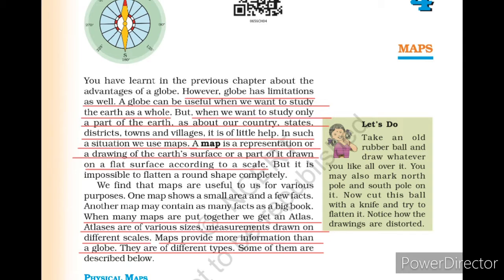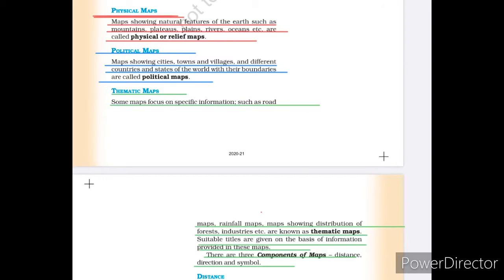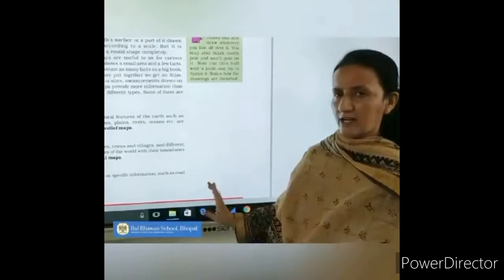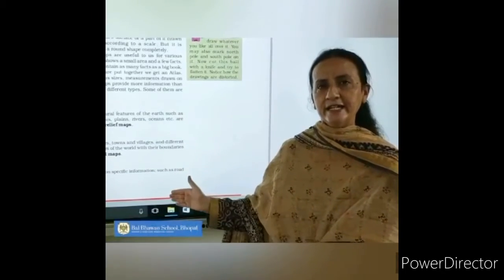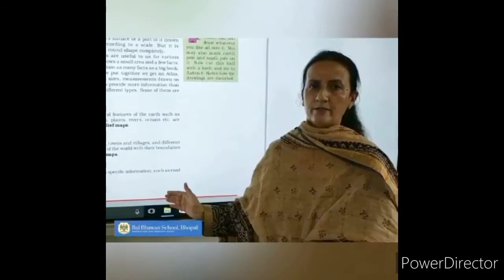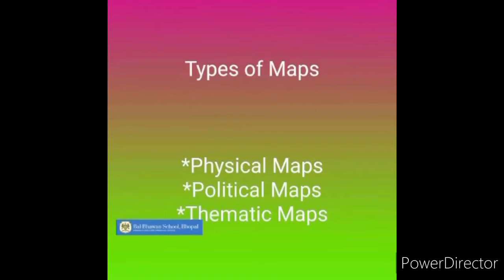Now we say that there are different types of maps. Some of them are described below. We have seen physical maps, political maps, and then thematic maps. About these maps, we will be studying in detail in this topic. Maps are of three types: physical maps, political maps, and thematic maps. We will study about this in detail.